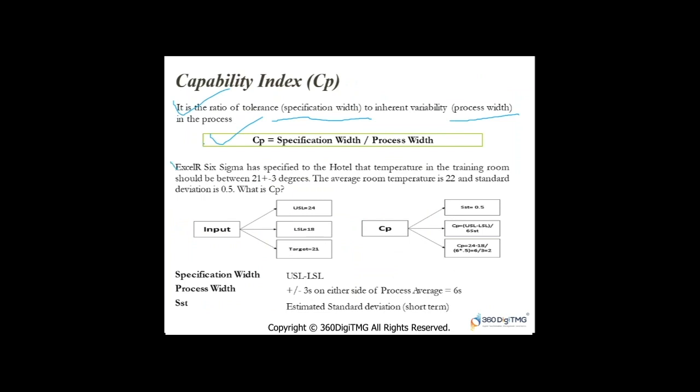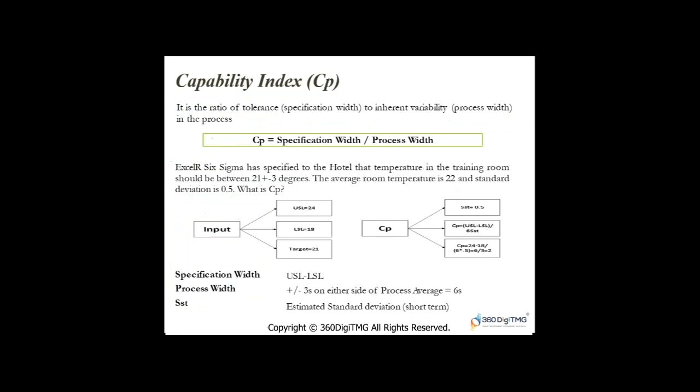Here is the case study for us. XLR Six Sigma has specified to the hotel that temperature in the training room should be 21 plus or minus 3 degrees. The average room temperature is 22 and the standard deviation is 0.5. What is CP? Look at the inputs.